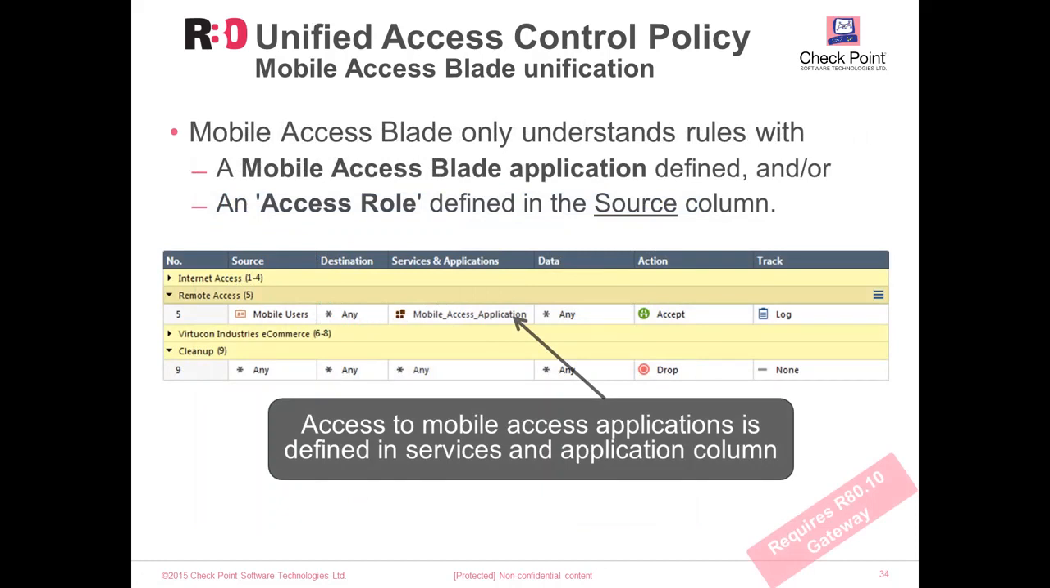Mobile access blade will only understand rules with a mobile access blade application defined, like we have in rule number 5, or if we have an access role in the source column of that rule that's being pushed towards the mobile access blade enabled gateway.